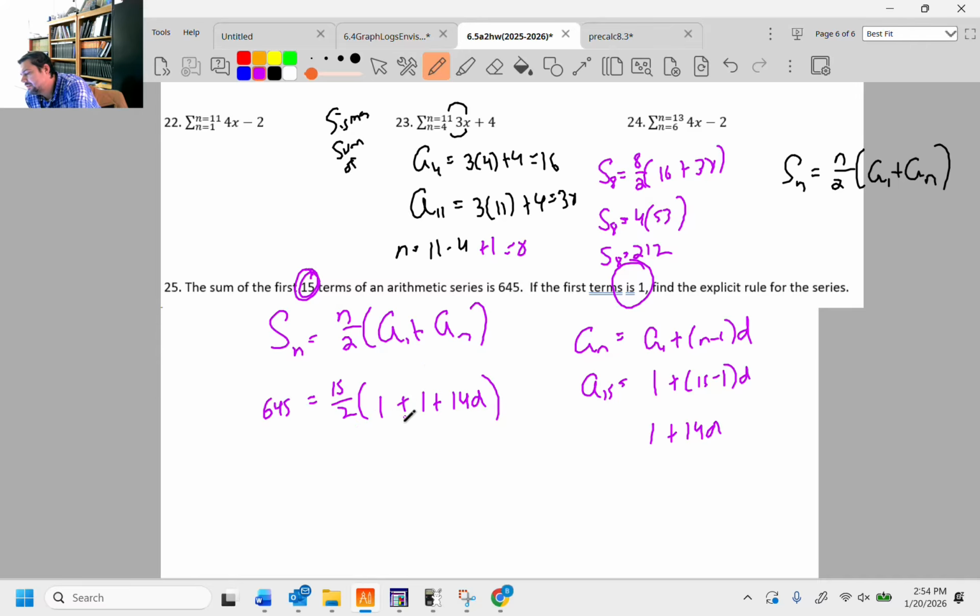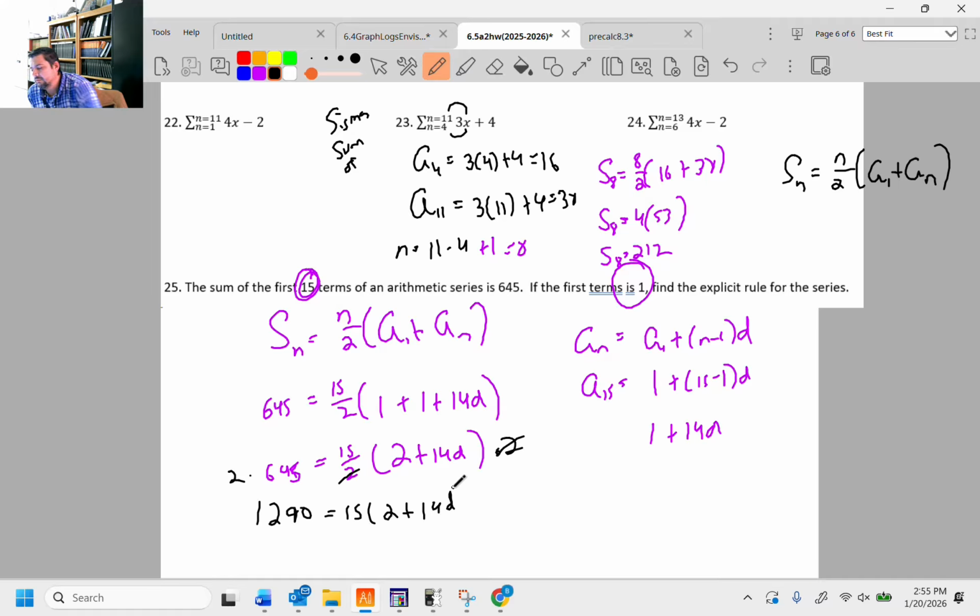Anywho, 1 plus 1 is 2. I've got 15 over 2 times the quantity equals 645. And there's a couple different ways of approaching this thing. You might just clear the fraction by multiplying both sides by 2, because the opposite of division is multiplication. So twice 645 is 1290, right? I think that's right. 1290 equals 15 times 2 plus 14d.